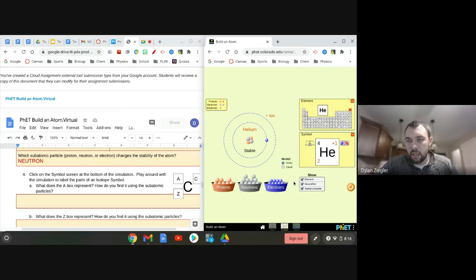Let me turn this on. So this A in the upper left, that changes anytime I add a proton or a neutron.